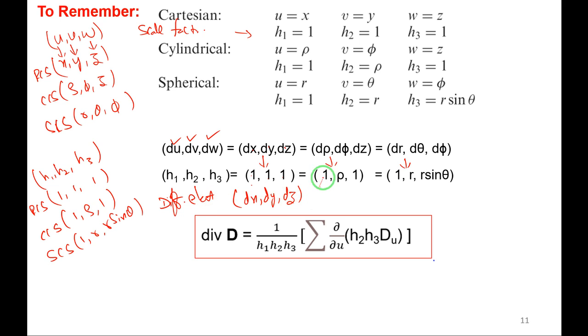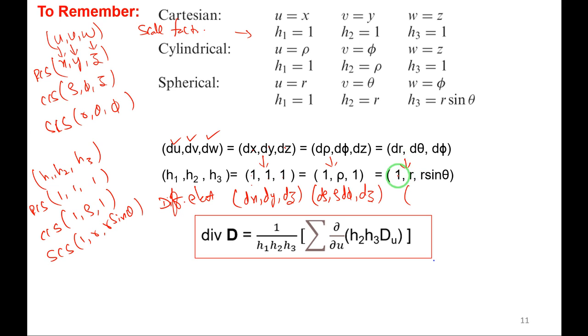Then if I come to the cylindrical coordinate system, just multiply the corresponding scale factors. 1 into d rho, I will get d rho. Then rho into d phi, then 1 into dz, right? These are the differential elements in the cylindrical coordinate system.